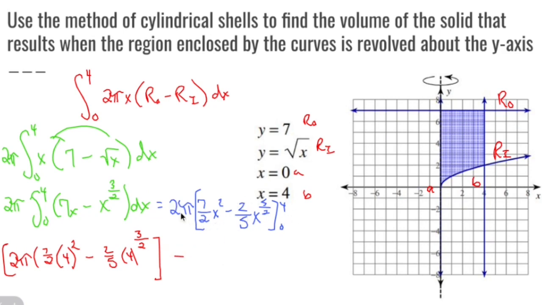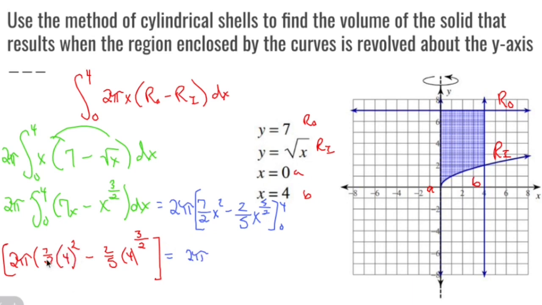Now let's use common sense here. 2 pi times 0 minus 0 is going to be 0, so that whole thing will become 0. Let's just get rid of it. So let's do a little bit of simplifying. All right. You can use a calculator if you want to, but I don't have one on me right now. So we've got 2 pi.